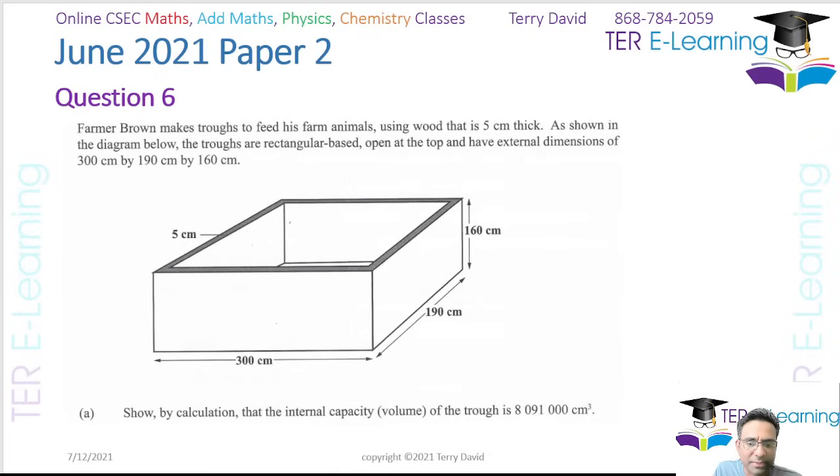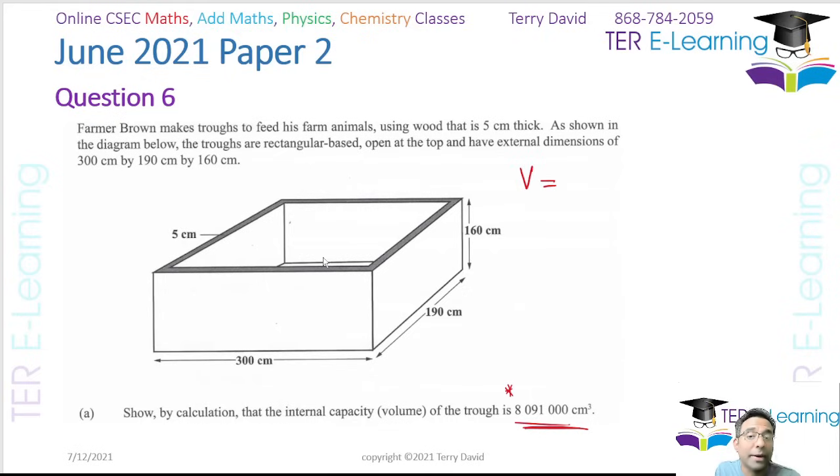Now, with this particular question, you need to be careful in terms of how you are visualizing this. You need to be careful. So the first part says, show by calculation that the internal capacity or volume of the trough is this figure. Now, I always tell my students, you should be happy when you get a question like this, because they've given you what the answer is. So what you need to do is essentially use the information that we have in order to get this as your answer. Now they want the internal volume of this trough.